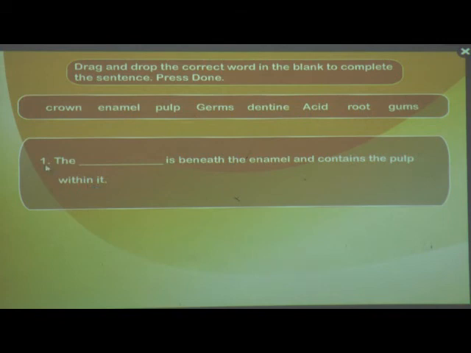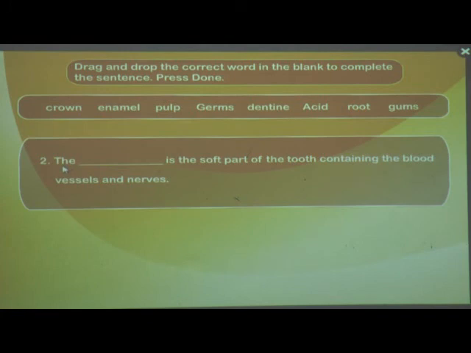So the first sentence is: the dash is beneath the enamel and contains the pulp within it. Remember what we learned in the structure of a tooth. So the answer is: the dentine is beneath the enamel and contains the pulp within it. Yes, it is correct. Now we will move to next question.